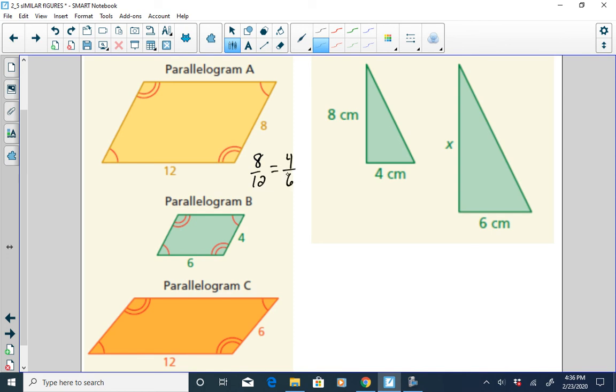We use that cross products property. Let's see, is 8 to 12? Yes. So 6 times 8 is 48. 12 times 4 is 48. So it looks like, right, these two are similar.